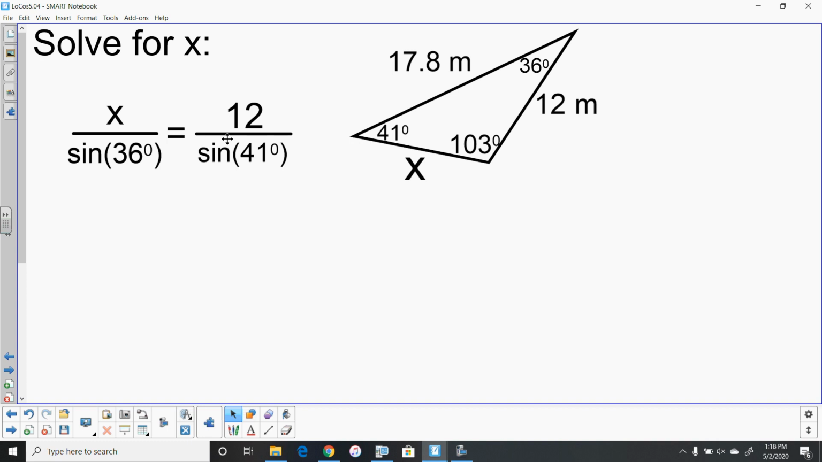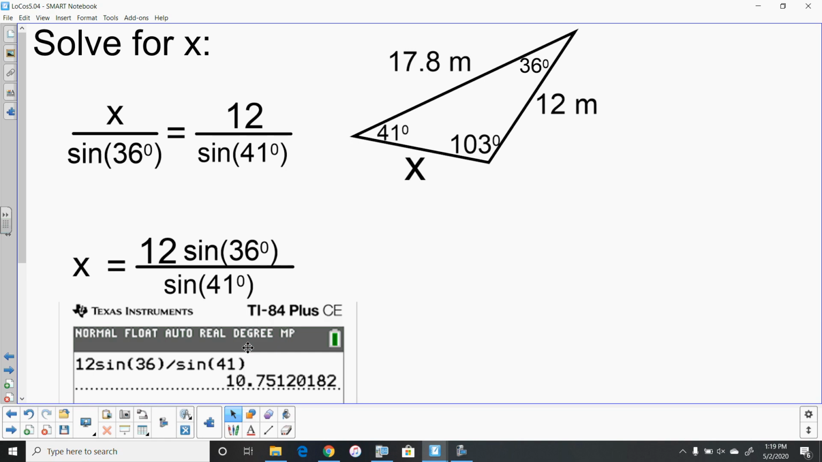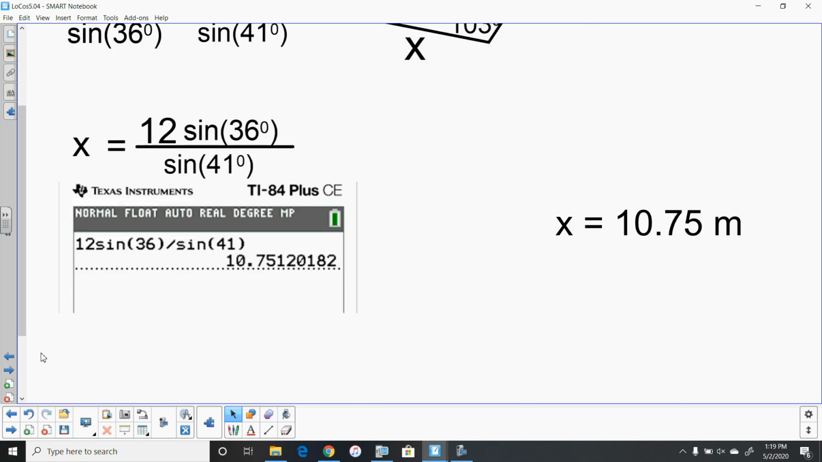To solve this proportion that I have written now, just one move gets x by itself, and that's multiplying both sides by sine 36. So I get x equals 12 sine 36 over sine of 41. We can just type that right into our calculators, just like so. And I get that x is 10.75. Our units are meters, so make sure to add meters to your final answer there. Hopefully, we're feeling good about that one.